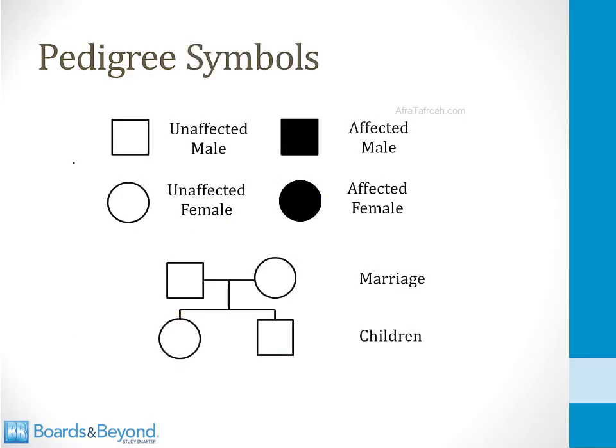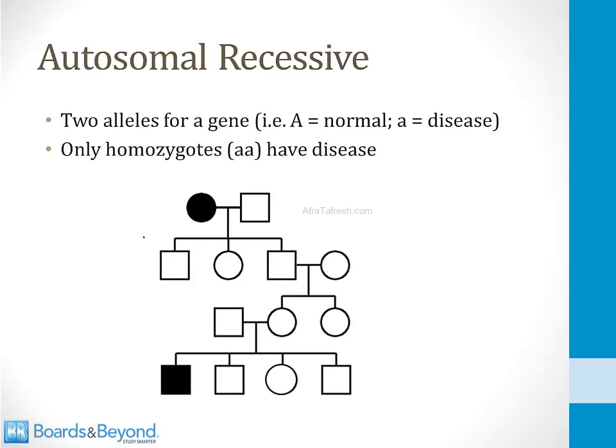Pedigrees use symbols to indicate whether a member of a family is male or female, whether that person is affected or unaffected by disease, and also to indicate whether individuals are married or are children of other members of the family. Unaffected males and females are indicated by either a white box or a white circle. Affected males and females are indicated by either a black box or a black circle. Marriage is indicated by a line between two people, and children are indicated by a line coming down from a particular marriage or union. Let's start by talking about pedigrees for autosomal recessive conditions.